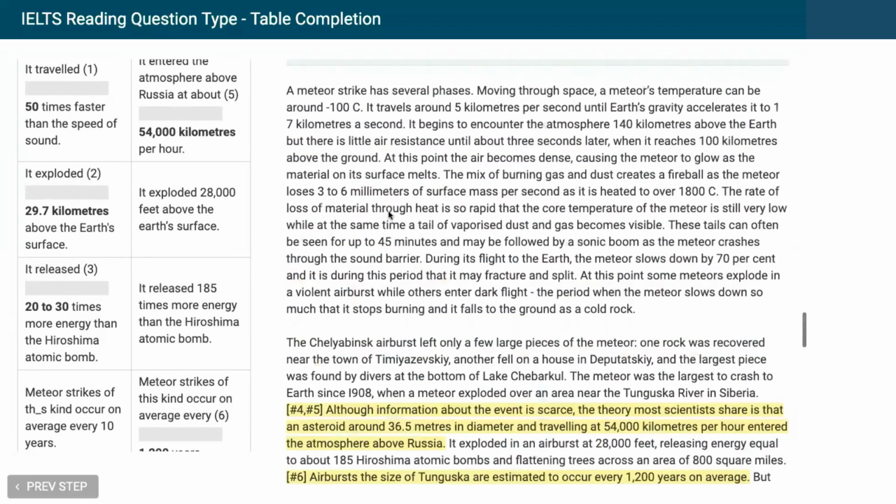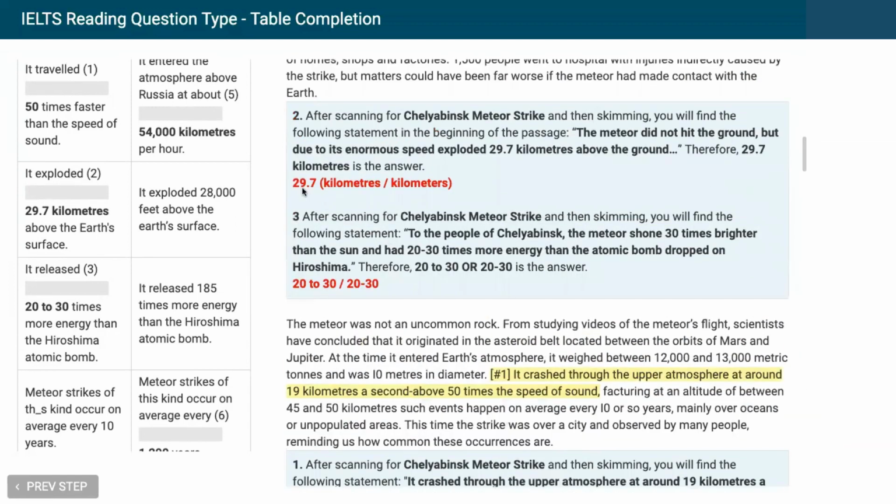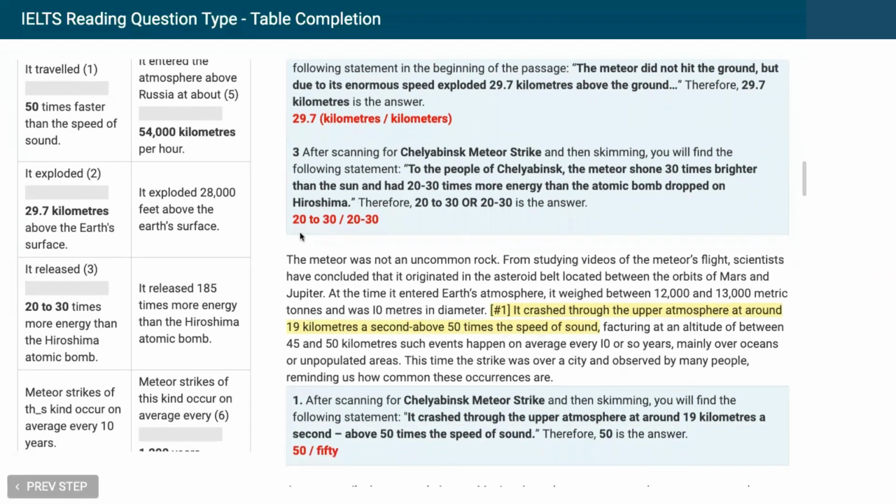For number two, which was up here, you could write kilometers with the British spelling or the American spelling. I always find it helpful to just stick with the spelling that you see presented in the passage because you won't make a mistake about spelling, and it's already in there for you, so it's easier to just stick with that spelling. Number three, 20 to 30, so you can use the word or the dash.